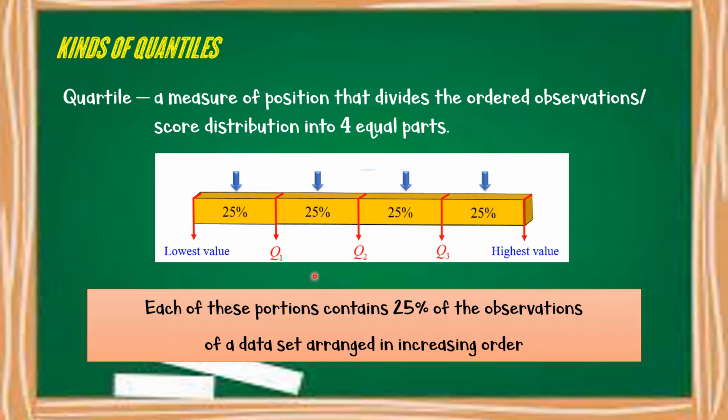So Q sub 1, Q sub 2, Q sub 3 mean the first quartile, second quartile, and the third quartile. And of course, the highest value is the fourth quartile. Each of these portions contains 25% of the observations of a dataset arranged in increasing order. Remember that we will have the dataset in increasing order.